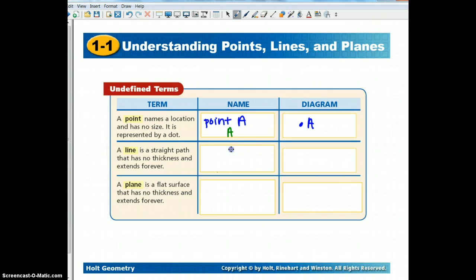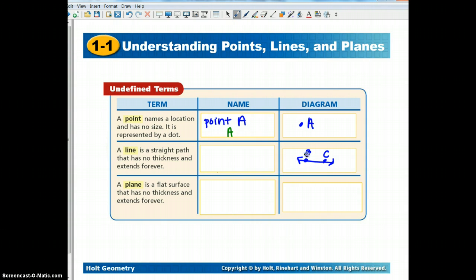A line is a straight path that has no thickness and extends forever. The way we will represent this in our diagram is by drawing the straightest path that you can, and maybe you can grab a ruler to do so. And because it goes on forever, we're going to put an arrow on both sides. A line has an infinite number of points. I'm going to go ahead and put 2 points in this line, because these points are going to help me name this line.